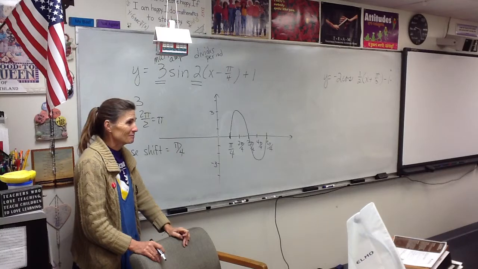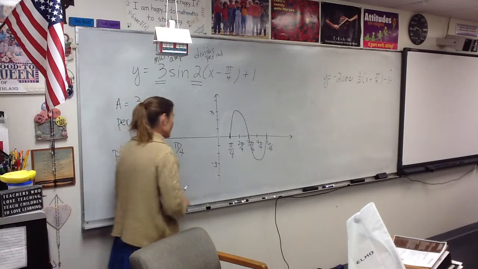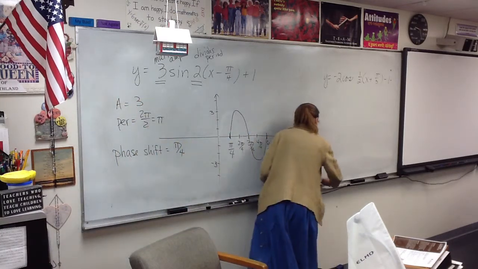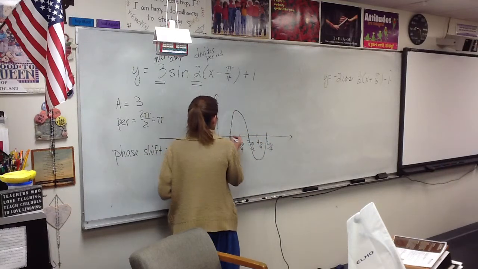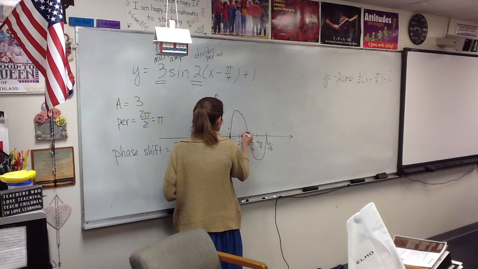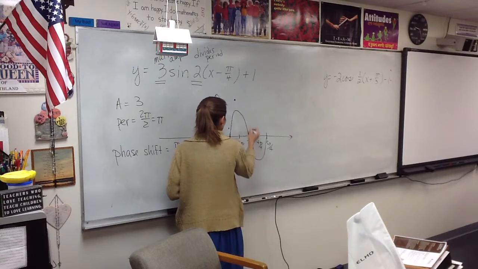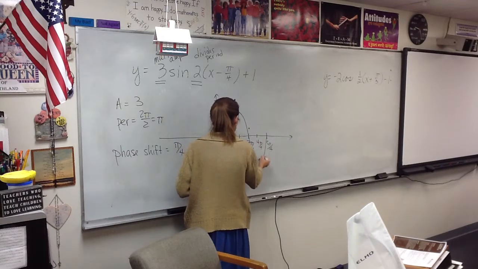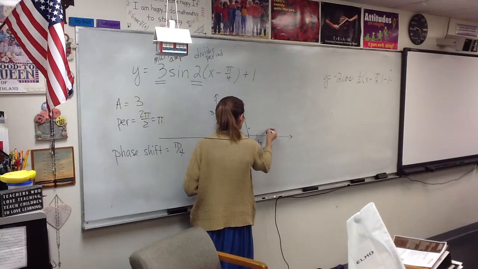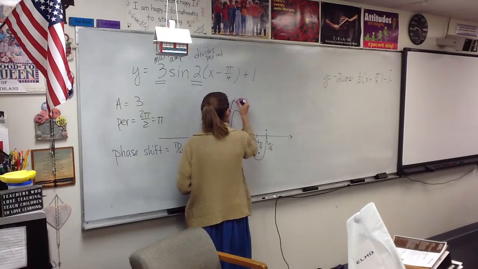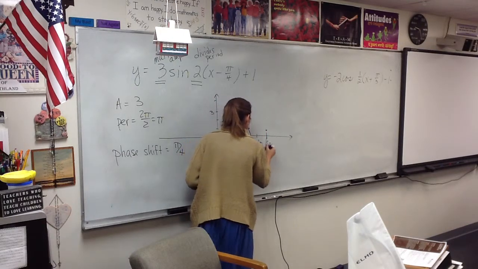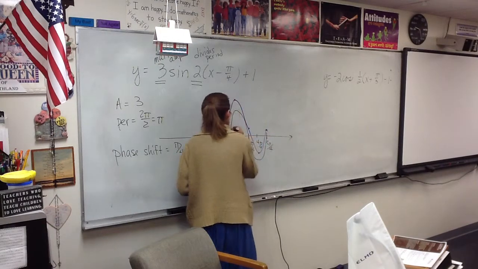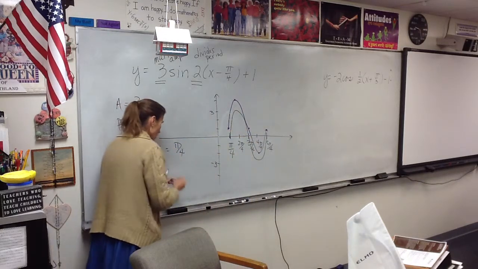Because what? I still have to move it up 1. So I'm going to use my trusty purple marker, and I'm going to take all of these key points and move them up 1 unit. The purple is the answer to the question. Would you all agree with that?